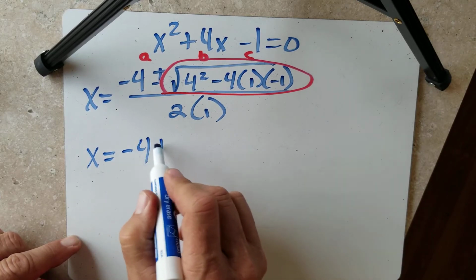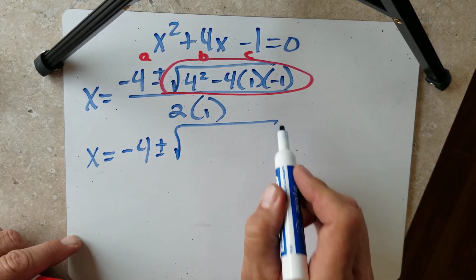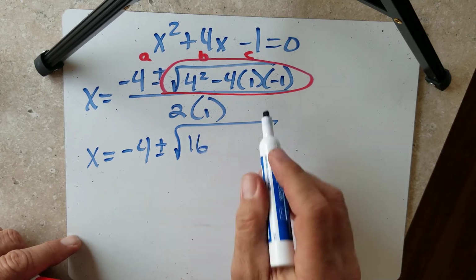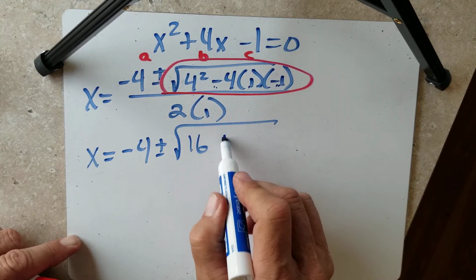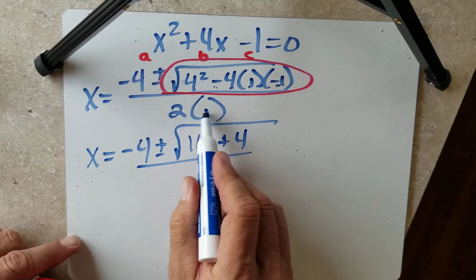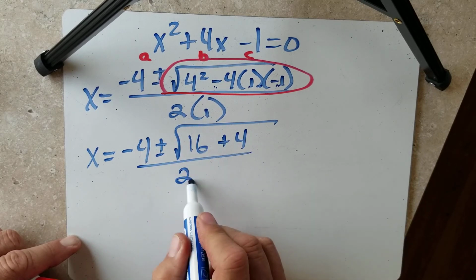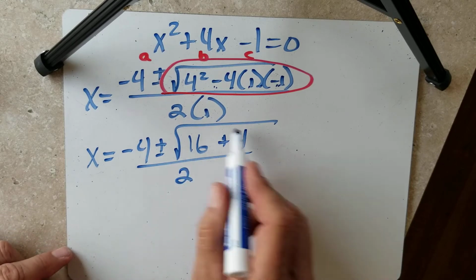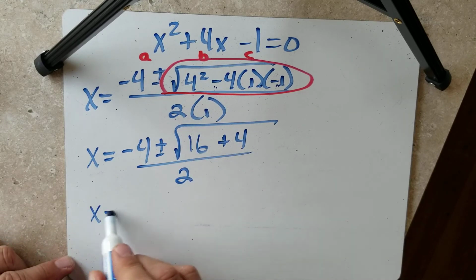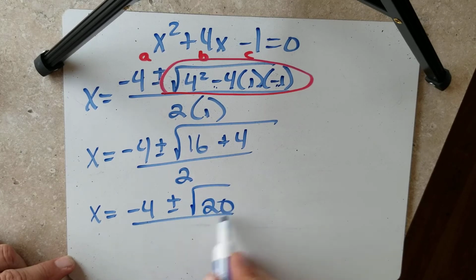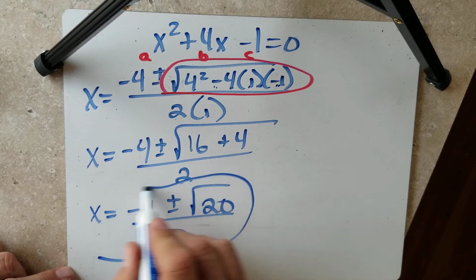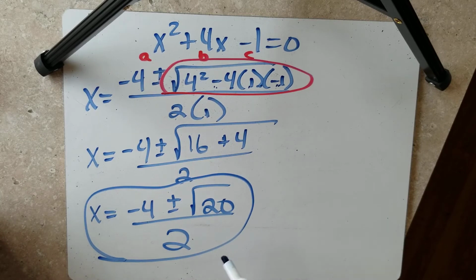So it's going to be -4 plus or minus. I'm going to leave it in the square root. 4 squared is 16. What's this? -4 times 1 times -1. That's a positive 4. I guess I can go ahead and multiply that right now. 2 times 1 is 2. We're getting there. Now let's simplify what's underneath the radical. This is -4 plus or minus the square root of 20, everything over 2. And you know what? This is not a bad answer. It's not bad. It is an answer actually, but it's not a simplified answer.